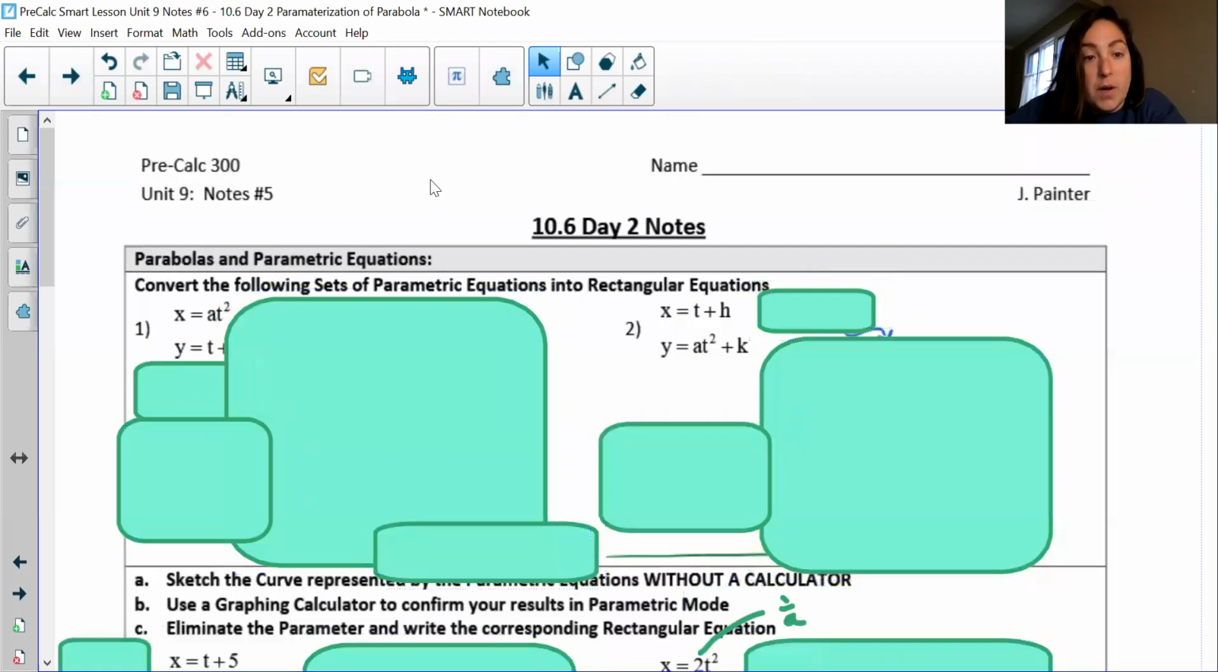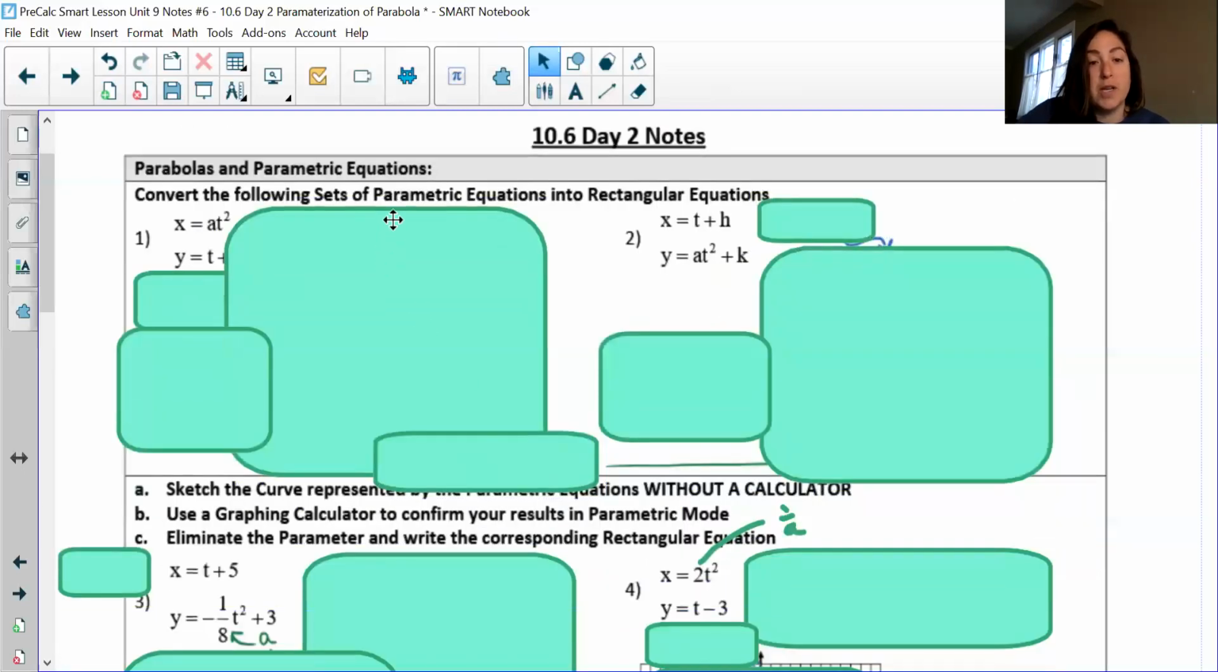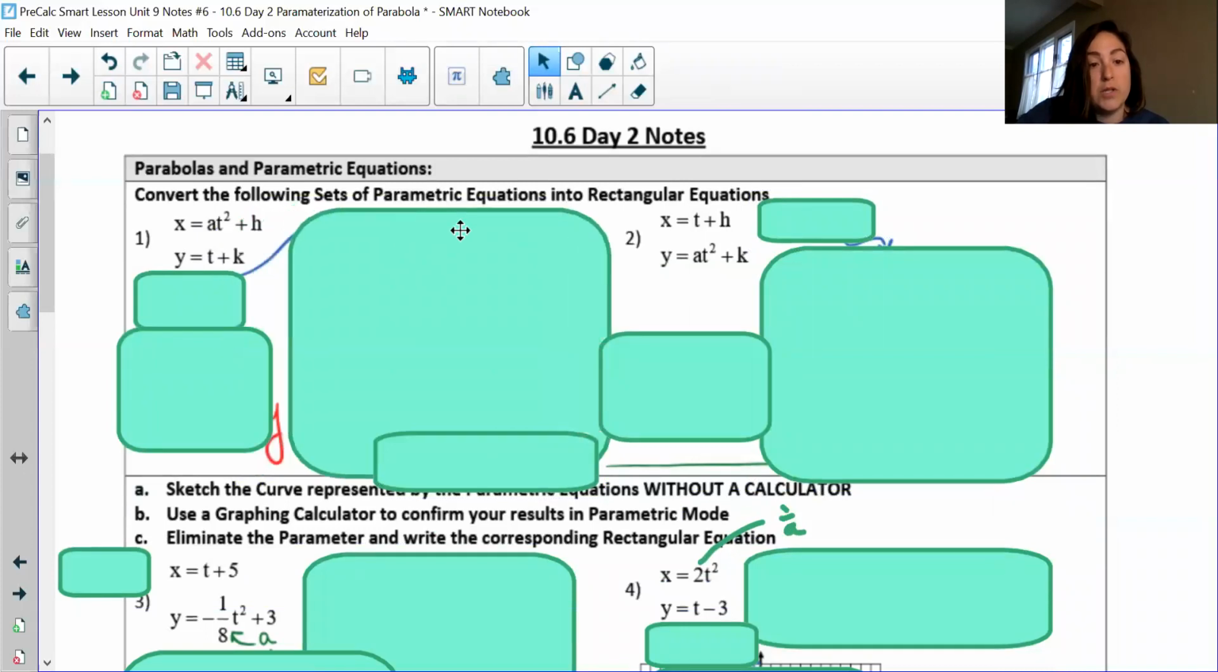All right, so convert the following sets of parametric equations into rectangular equations. So right now we have a set of parametric equations which look like that. x equals a times t to the second power plus h, and y equals t plus k.